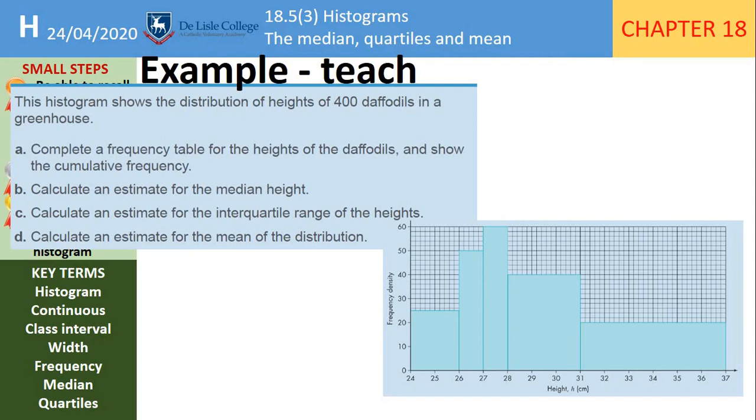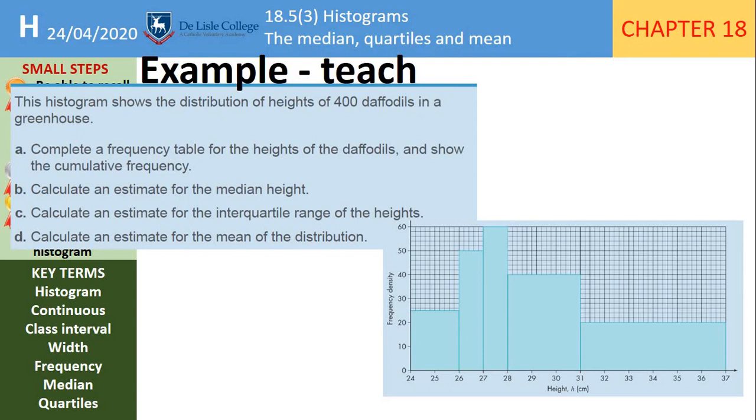So let's have a look at this example here. This histogram shows the distribution of heights of 400 daffodils in a greenhouse. Part A asks you to complete a frequency table for the heights of the daffodils and show the cumulative frequency. So this we can do from lessons that we looked at last week. Then we're going to move on to calculate an estimate for the median, to calculate an estimate for the interquartile range, and to calculate an estimate for the mean.